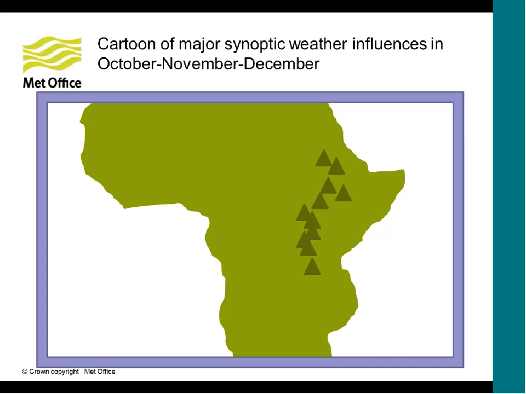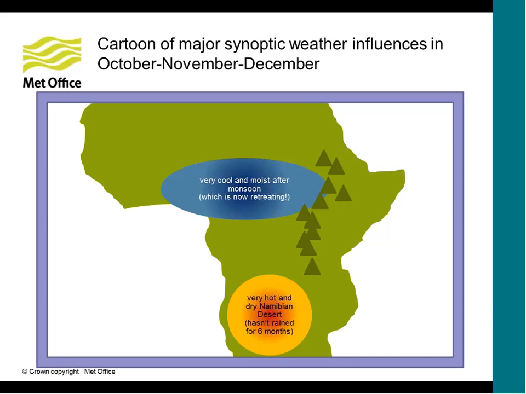Okay, so moving on, what happens in the next season? Of course, in October, November, December, you've got a very cool and moist area in the northern part of Africa, which is after the monsoon, and the monsoon is now starting to retreat. At the same time, you've got a very hot and dry Namibian desert, and it hasn't rained there for 6 months. So what you tend to have then is it sets up a circulation where you have low-level westerlies at about 950 hectopascals to 850 hectopascals, depending on the orography in that region.